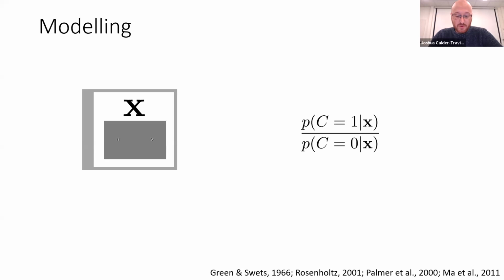Just like before, we assume that the observer only receives noisy measurements of the true orientations of the items in the display. X here represents those noisy measurements of the orientations. The Bayesian observer then takes those measurements X and uses them to compute the probability that the target is present and the probability that the target is absent, takes the ratio, and uses that to make their decision. We can then fit the model to data and look at how well the model accounts for the patterns that are present.